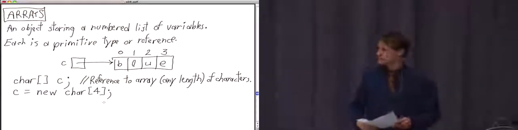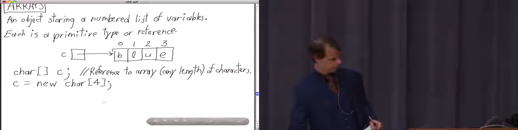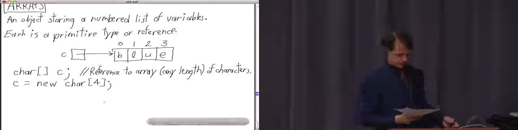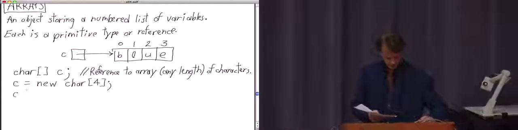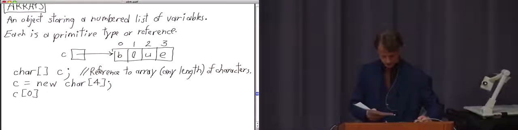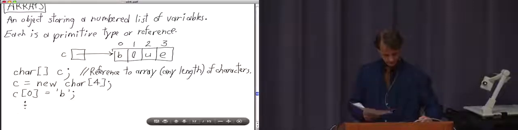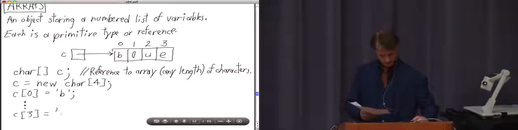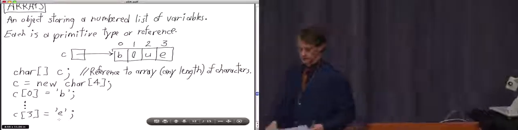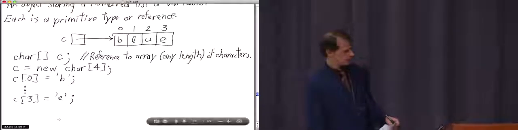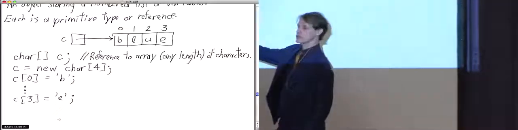So now that we've got the object and a reference to it, we can start filling in the characters themselves by writing C[0] equals 'B'. I'll skip the middle 2. And so this is how you assign values to members of an array.